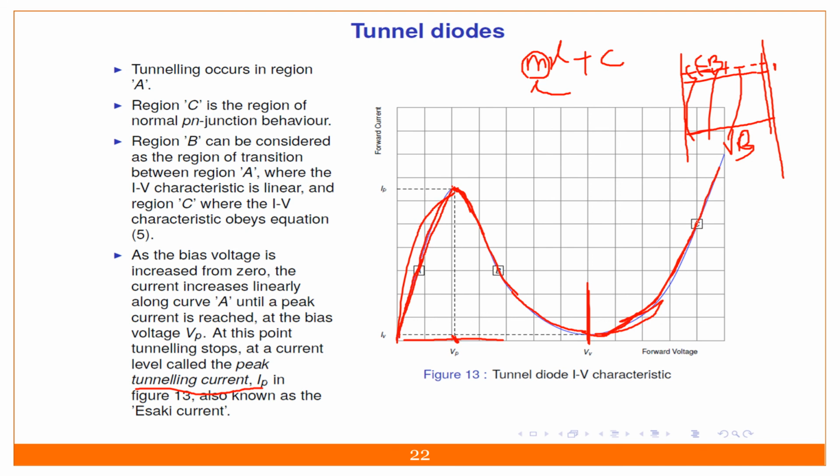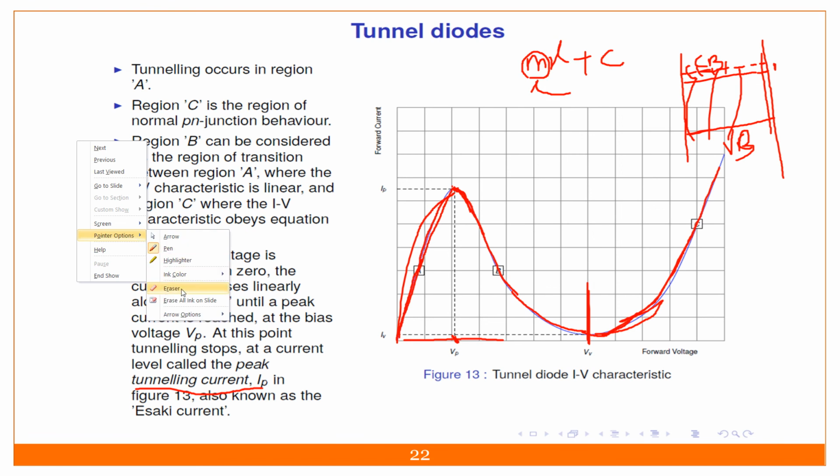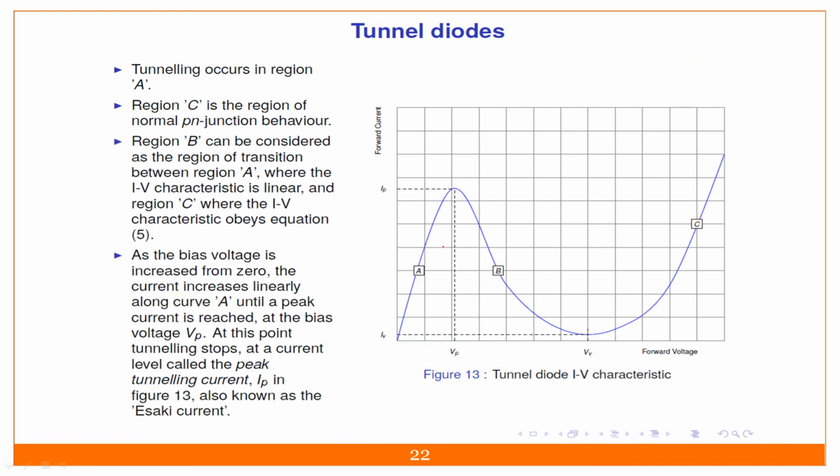I will explain the concept once again, and then we'll stop over here. I will rub this portion. So what exactly is happening over here? Up to this portion, it will act as a normal diode. This is my valence band, and this is my conduction band.